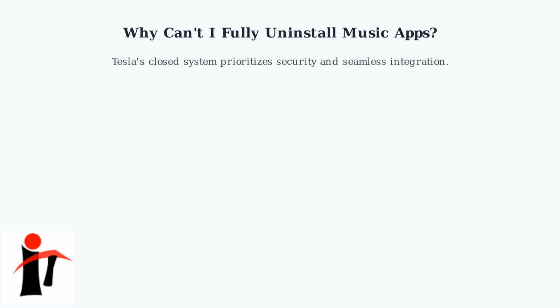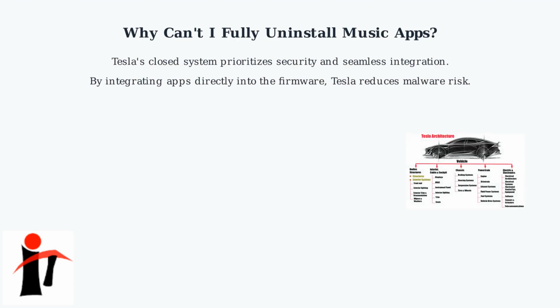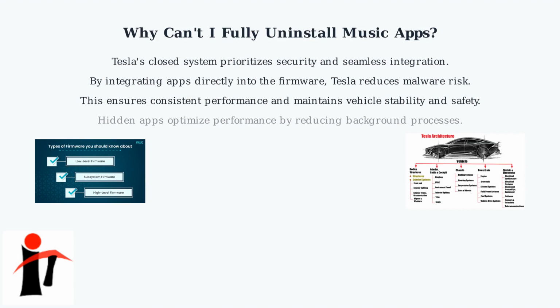Tesla's closed system prioritizes security and seamless integration. By integrating apps directly into the firmware, Tesla reduces the risk of malware and ensures consistent performance. While it might seem restrictive, this approach helps maintain the overall stability and safety of your vehicle. Hidden apps optimize performance by reducing background processes and demand.